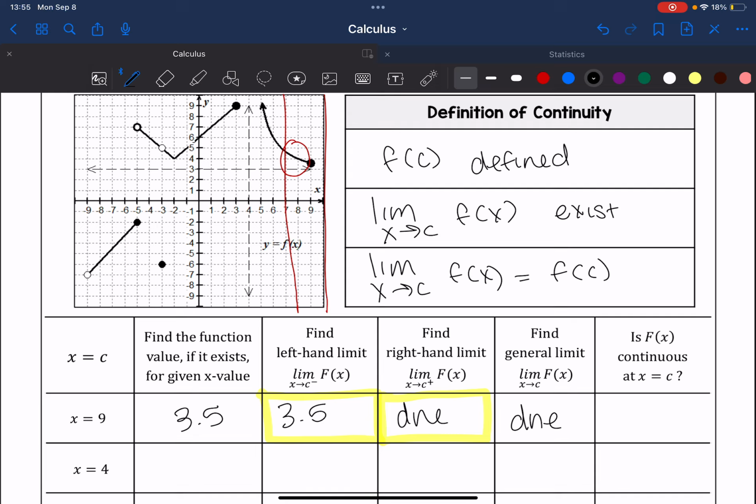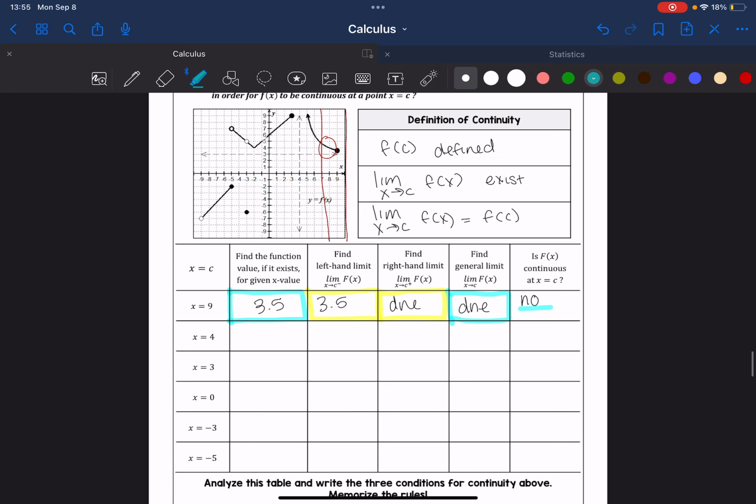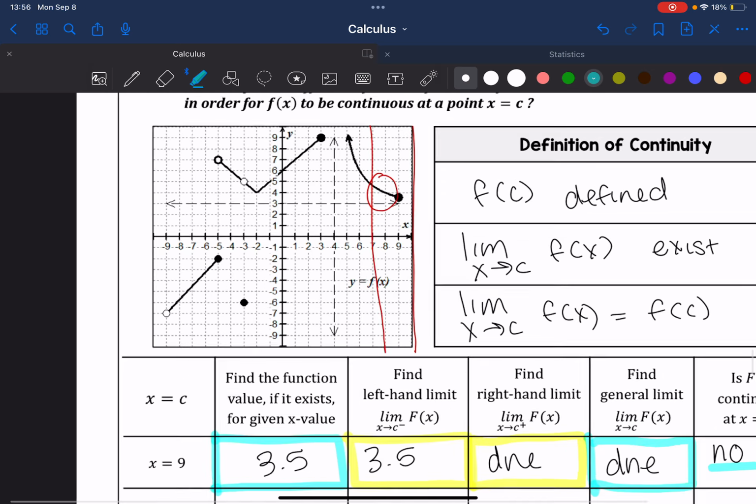Okay? And if our general limit doesn't exist, then we cannot say that f of x is continuous at x equals 9. So we would have to say no, because again, the general limit has to be equal to f of c. And again, since they're not equal, we would say no, they're not continuous. So I would go ahead and, let me zoom out so you can see. Pause this. Try to find all of these, and I'll even zoom it in back right here.